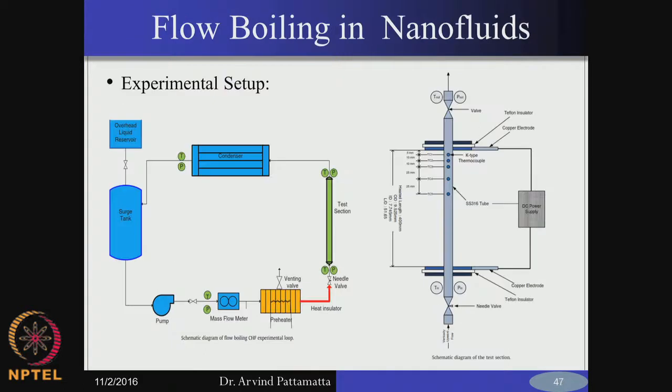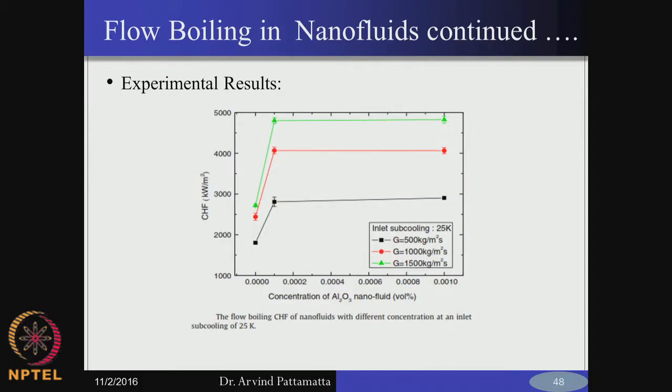So, finally, coming to flow boiling, there have not been many studies. So, flow boiling of nanofluids. There also in the flow boiling they have shown that the critical heat flux can be augmented by the use of nanofluids. And this is so for different Reynolds numbers. So, as you change the Reynolds numbers, the critical heat flux in flow boiling increases, and also with the addition of nanoparticles there is an augmentation in the value of critical heat flux.